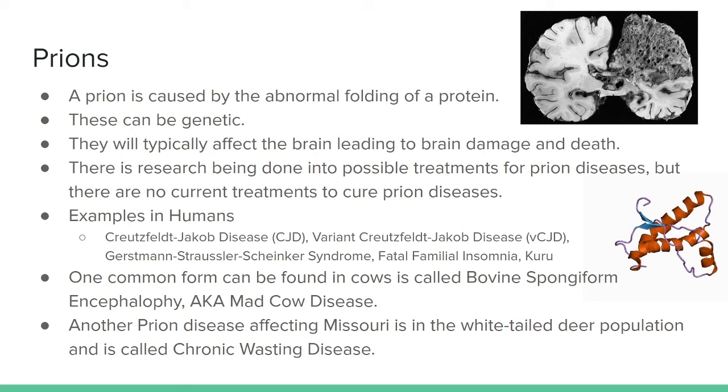So what it does is it takes a normal human brain that looks like this and turns it into a sponge almost. Makes it look like a sponge. Some examples of prion diseases are Creutzfeldt-Jakob disease and variant Creutzfeldt-Jakob disease, Gerstmann-Straussler-Scheinker syndrome, fatal familial insomnia, and Kuru. They're all not good.